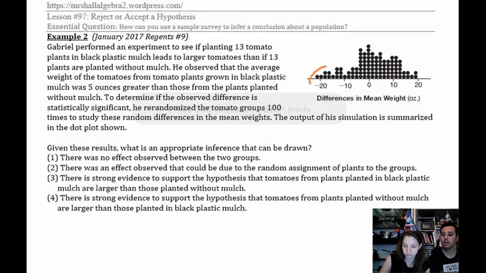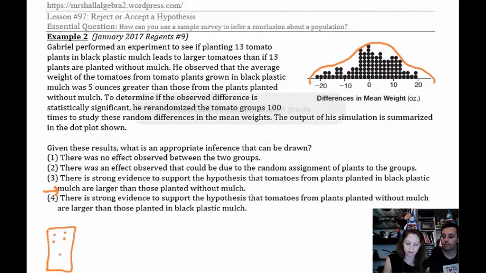So I think very basically, and this might be something you've done in a science class previously, you might say, well, obviously the black plastic mulch had an effect because it's 5 ounces greater. And so my initial reaction without any statistics knowledge is choice 3, that there's strong evidence to support the hypothesis that tomatoes from plants planted in black plastic mulch are larger than those planted without mulch. That's what I would think at first, and I think a lot of people would support that, but that's actually incorrect when we look at the dot plot.